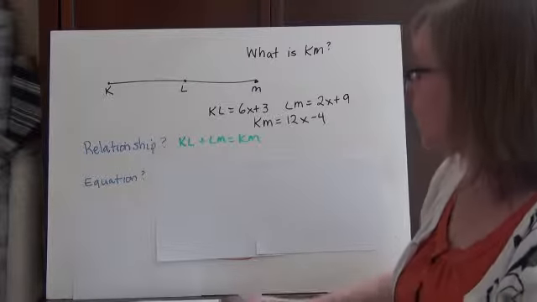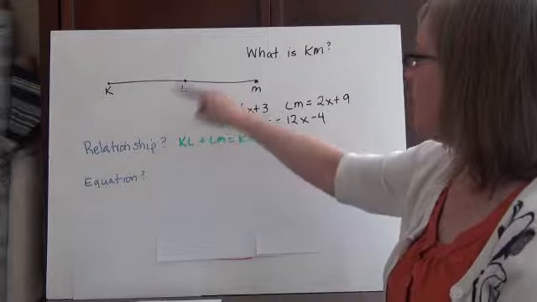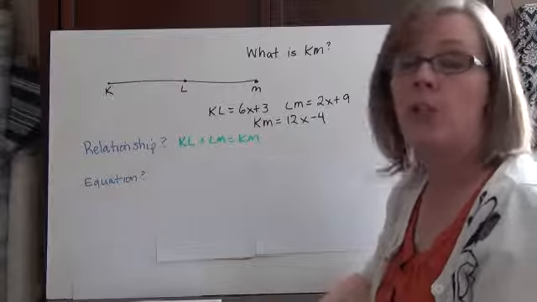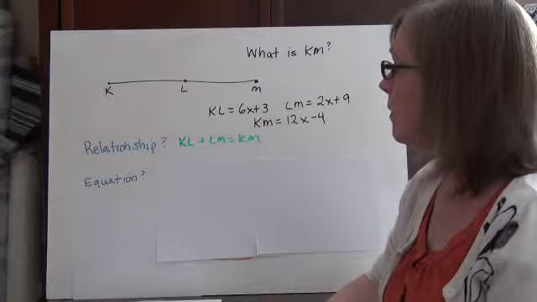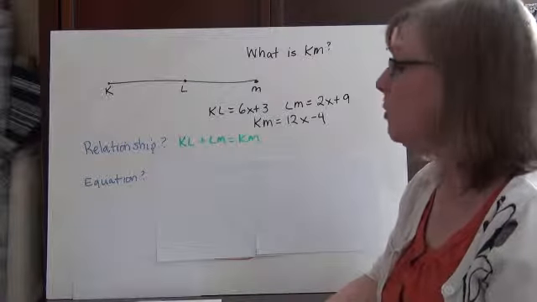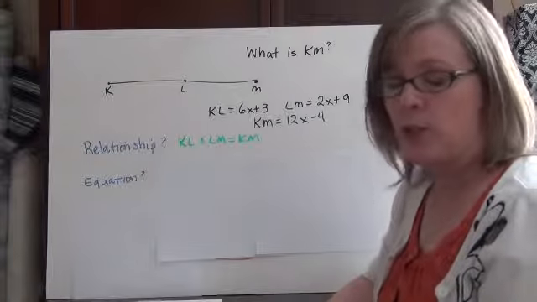This is what I got for the relationship. Part plus part equals the whole, because nobody told me that they were congruent. Nobody told me that L was a midpoint. Okay? So now my equation must be, write down your equation.